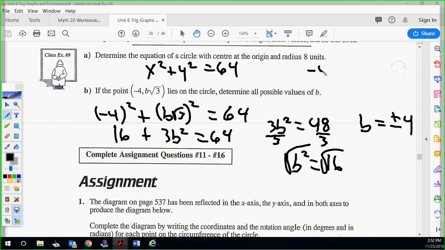So that means we have the point negative 4, 4 root 3 as a possible point, and negative 4, negative 4 root 3 as the other possible point, for when your b changes. Now obviously there are those same exact points with positive 4, but they didn't really ask for that. They just wanted the two options for b, 4 and negative 4. Okay, we'll stop there for part 3.